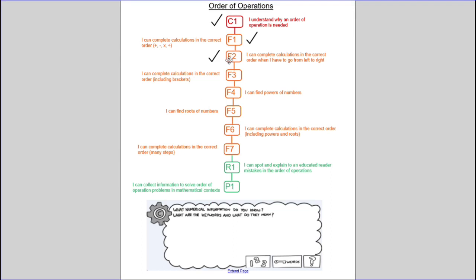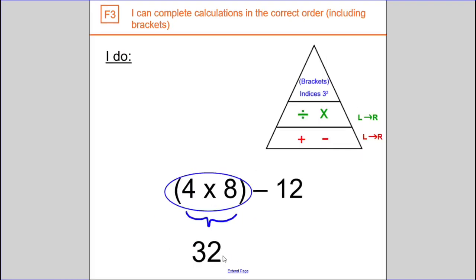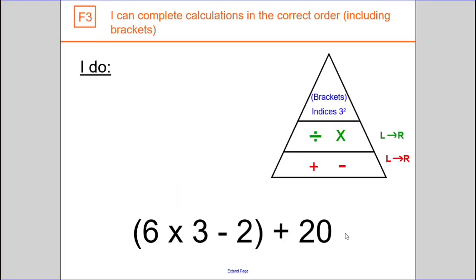And that's the end of F2, and we are now ready to start looking at F3. I can complete calculations in the correct order, including brackets. Let's have a look at this very simple example. We've got 4 times 8 in a bracket, and then we're subtracting 12. On our pyramid, we can see brackets comes first, so we need to replace 4 times 8 with 32. Once we've done that, we must not forget to bring the rest of it down, and then 32 subtract 12 gives us 20.